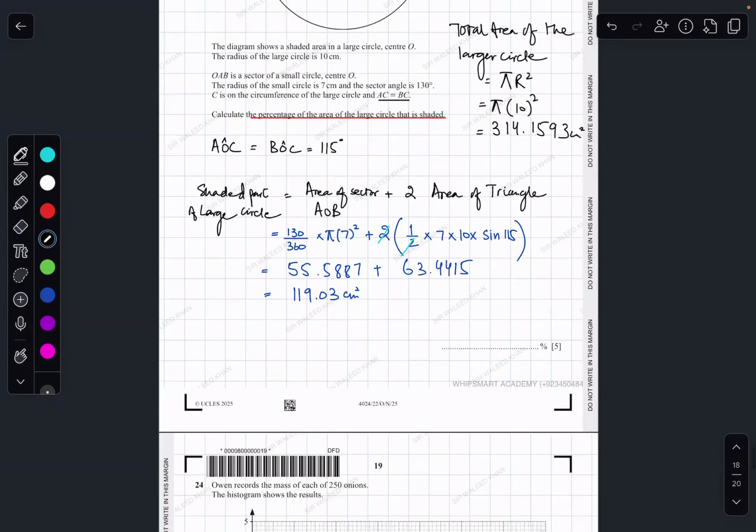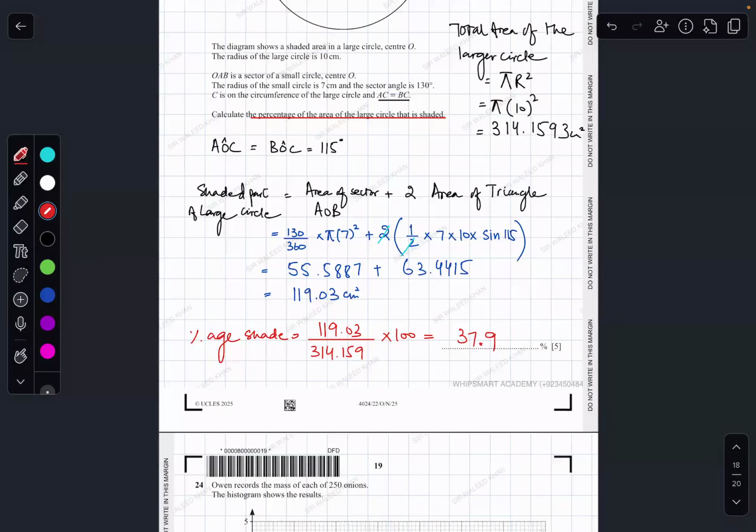To find out the percentage shaded, we just divide them and times it by 100. Percentage shaded will be 119.03 divided by 314.159 times 100. So we have 119.03 divided by answer into 100. We have 37.9. 37.9%.